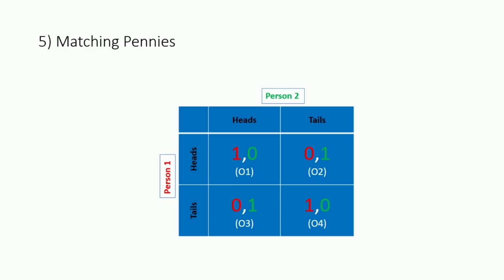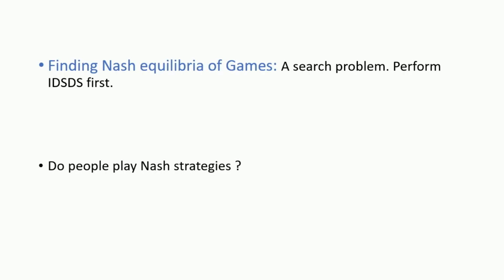But we will learn later that we do have a Nash equilibrium in what are known as mixed strategies, where I have the option to randomly select between heads and tails. So finding Nash equilibria is a search problem. It is better to perform the iterated deletion of strictly dominated strategies first, and then it becomes a search problem. So the final question: do people actually play Nash strategies?